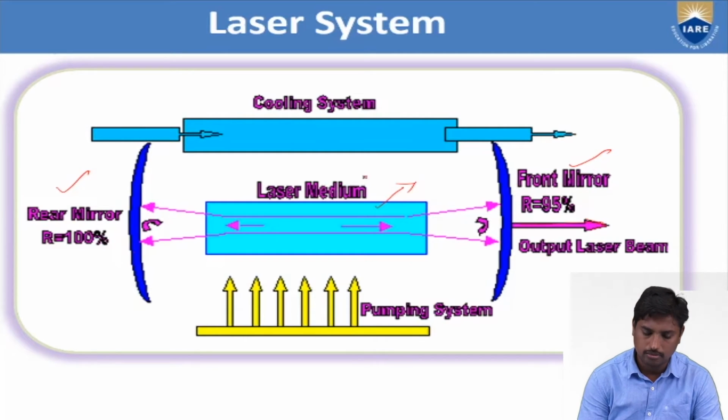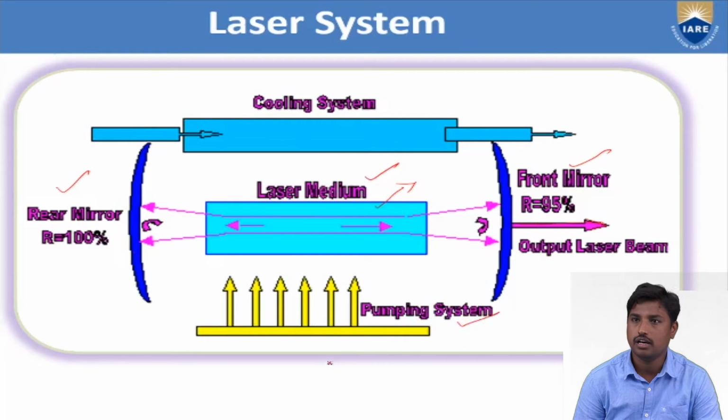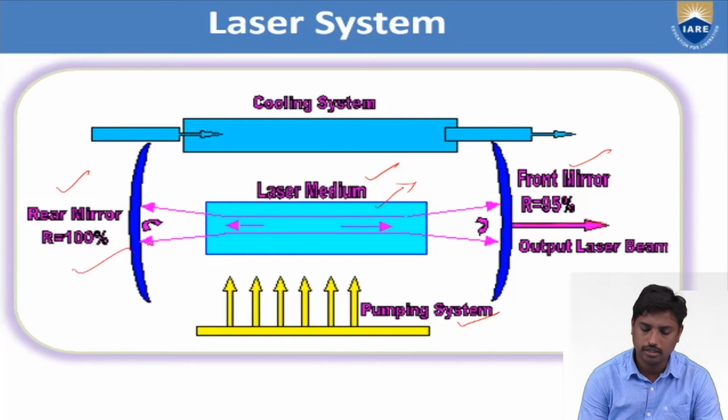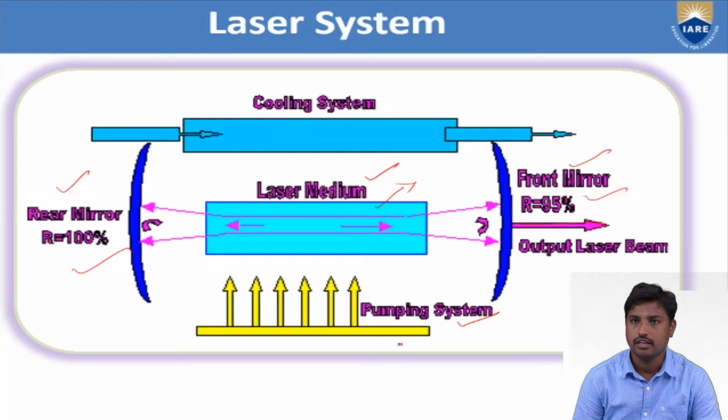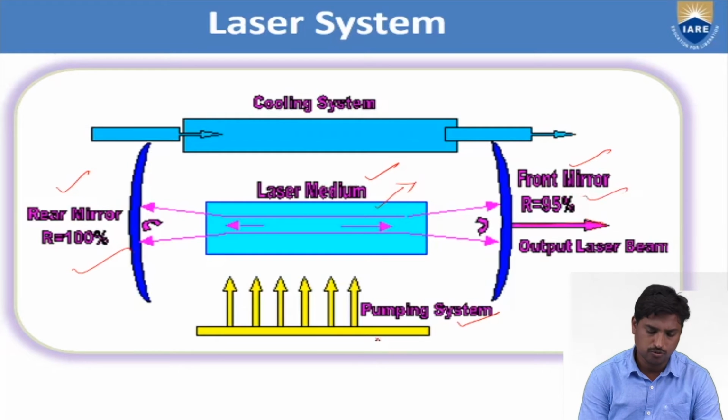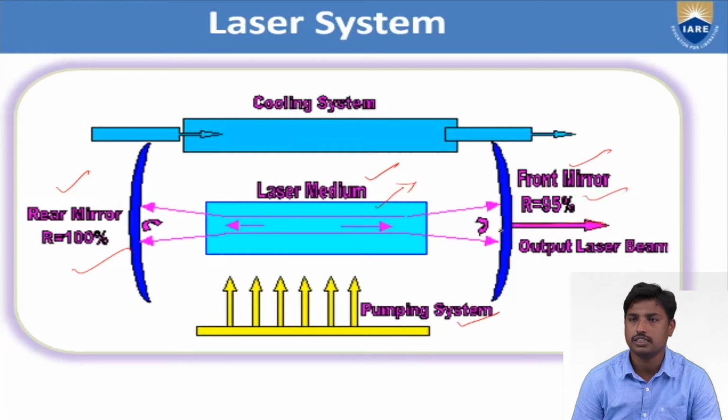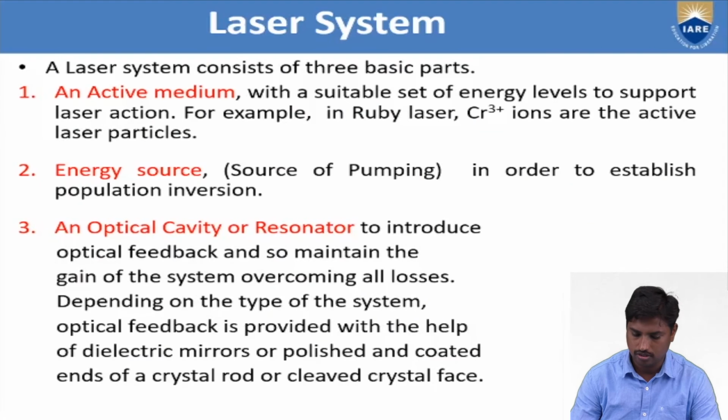One is the laser medium or active medium, second is the pumping mechanism or source of energy, and third is the optical resonator, to give the optical feedback. Usually we use two mirrors as the optical cavity, a rear mirror and a front mirror. One is fully polished and the other is partially polished, and it is used to give the output laser.